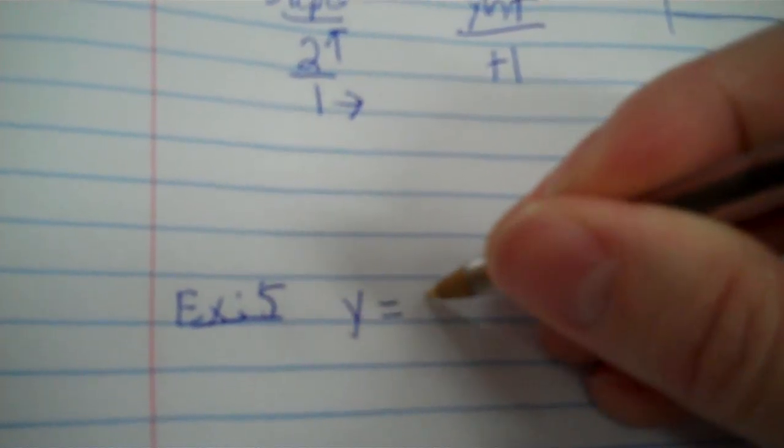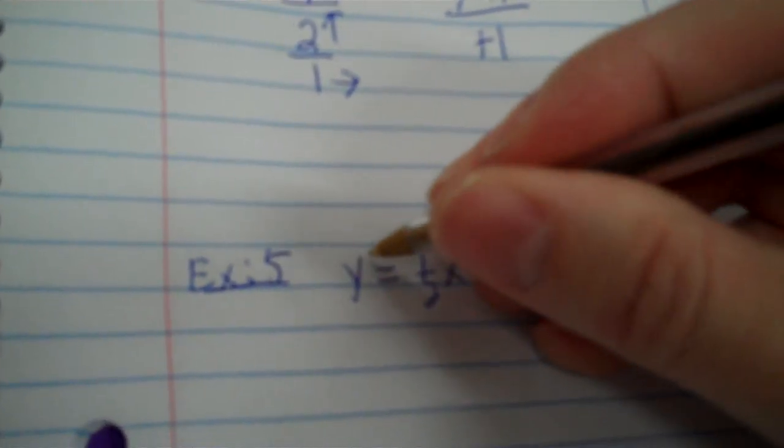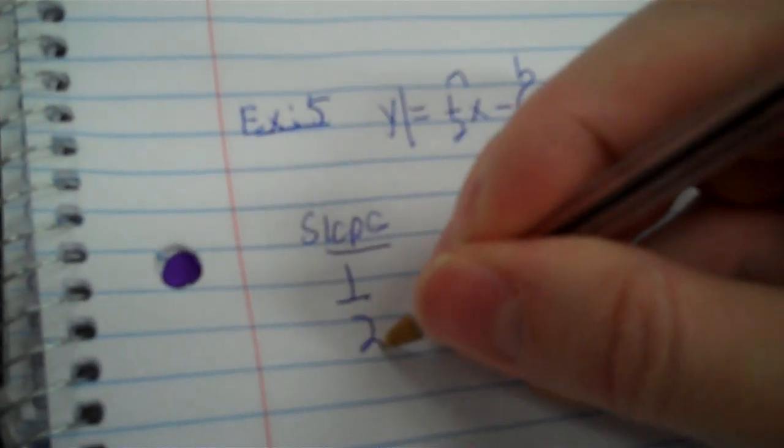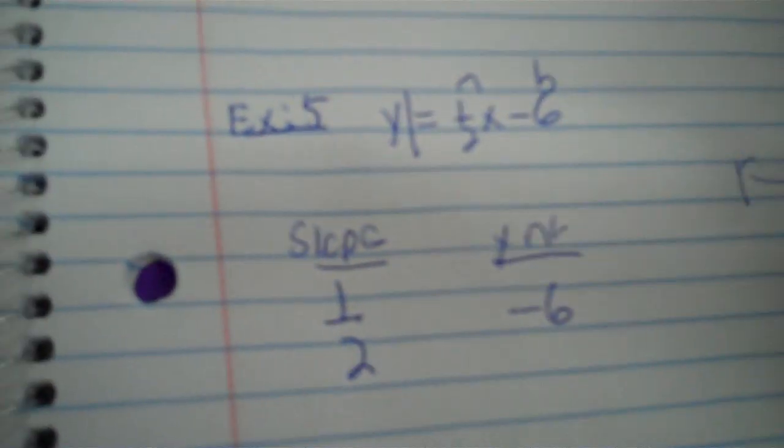Okay, example 5. Y equals 1/2 x minus 6, so M and B. So slope, y-intercept. So slope's 1 over 2, and then minus 6 is your y-intercept. So minus 6, that's negative 1, minus 2. It goes down because it's minus 6. Minus 1, minus 2, minus 3, minus 4, minus 5, minus 6, make a point.